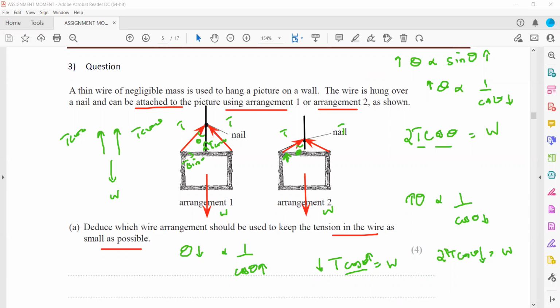And the value of theta increases. If the value of theta increases, the value of cosine theta decreases. So in arrangement 1, we have a smaller theta. That's why the value of cosine theta is larger, and the product of T cos theta should be equal to W, a constant. So if cosine theta is larger, T is smaller. So this will result in a smaller tension.